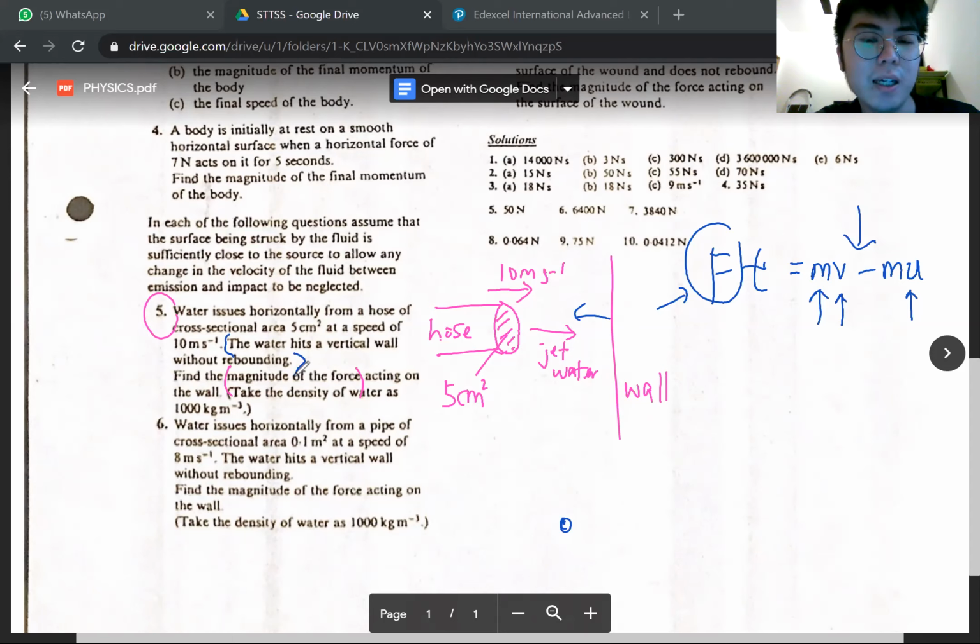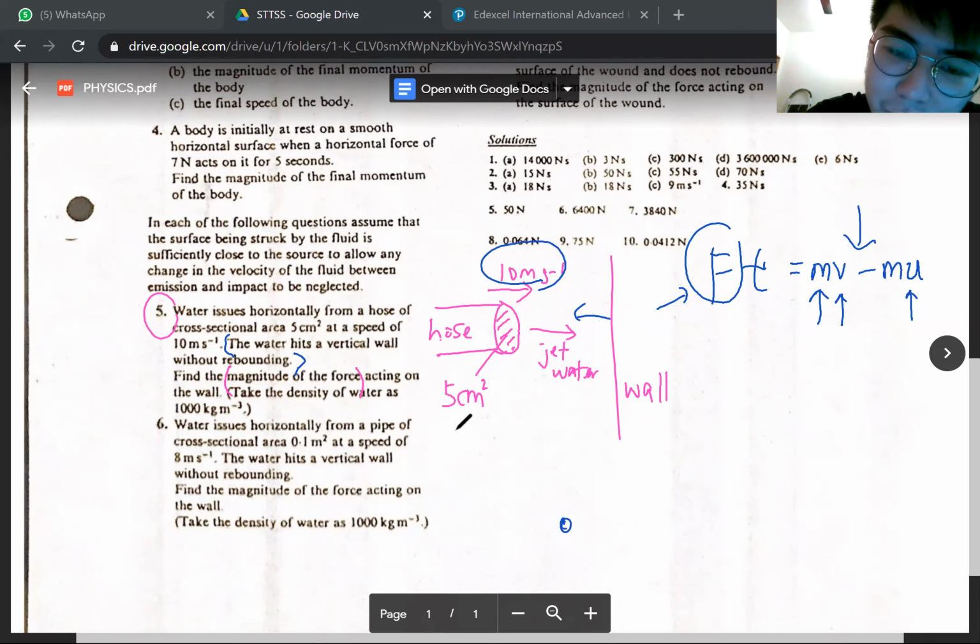Meaning that the final velocity is 0. All right. So initial velocity is shooting out at 10 meters per second. This is u. u equals 10 meters per second. So what is the final velocity? v equals 0 because the water does not rebound.